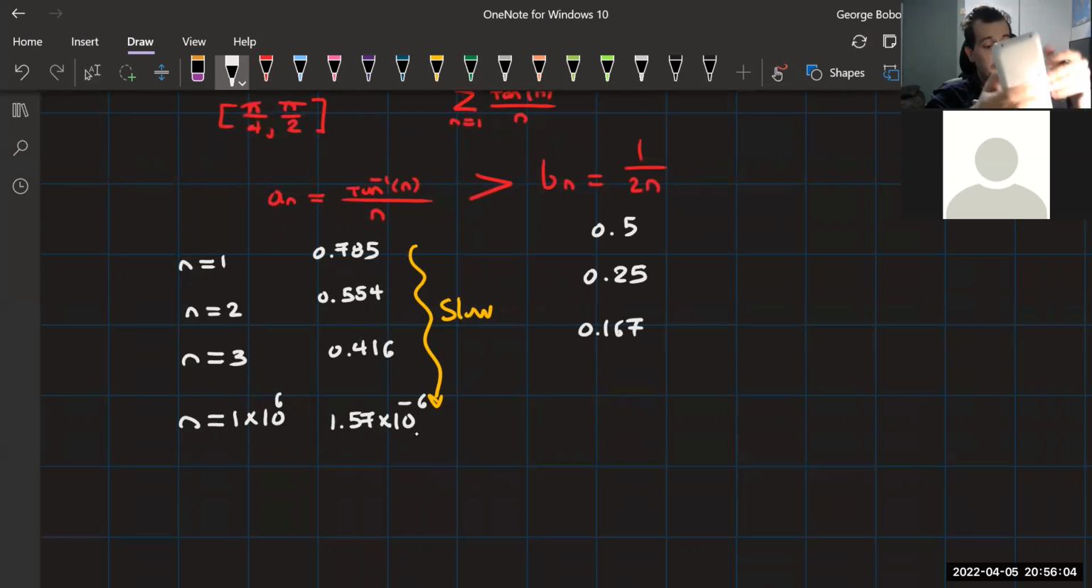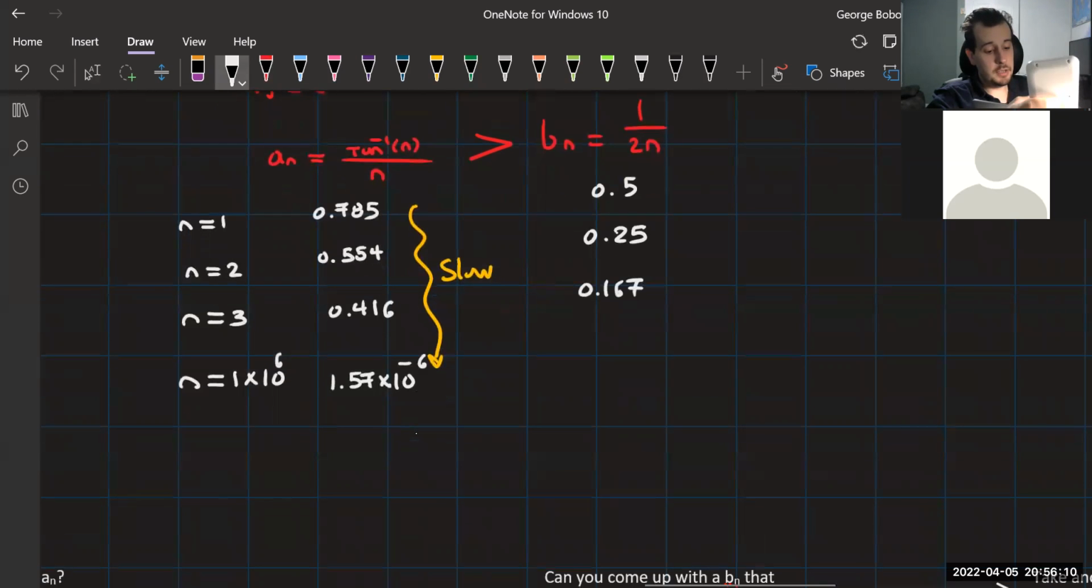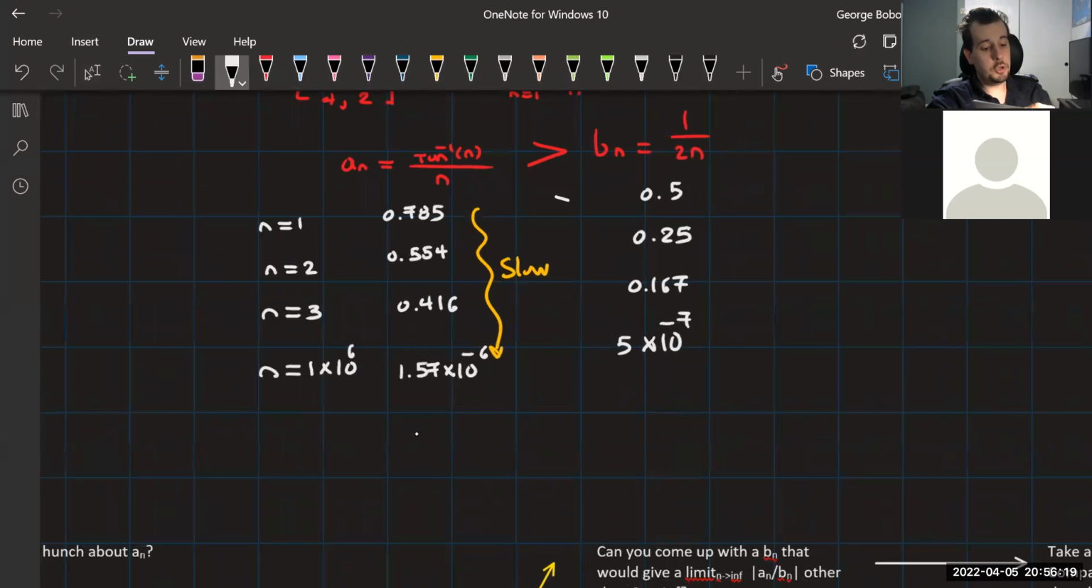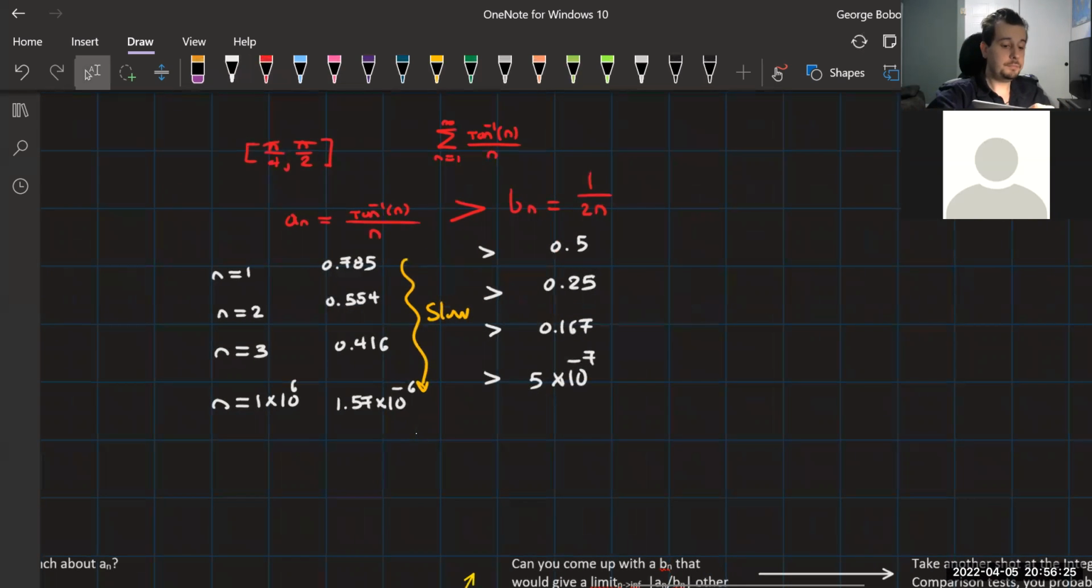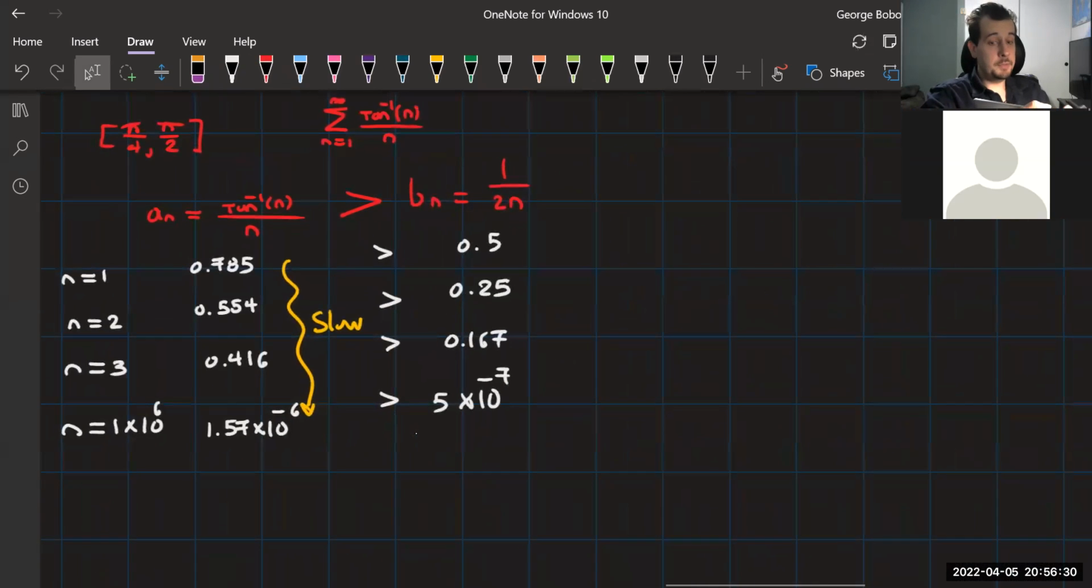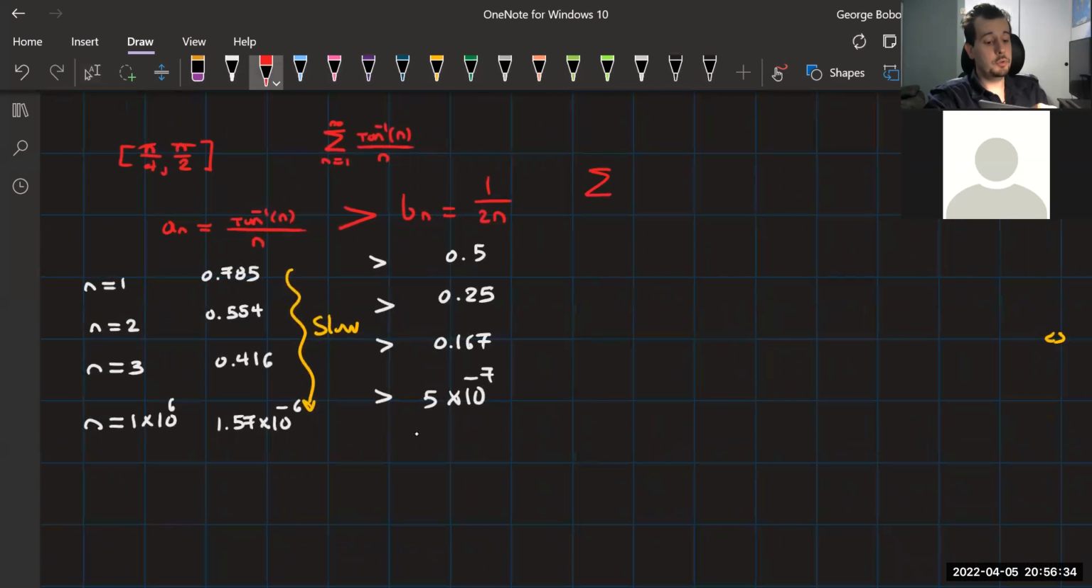0.167. If n is equal to 1 times 10 to the 6, we get 5 times 10, 1, 2, 3, 4, 5, 6, 7. Do you see what I'm talking about? Always smaller. Now you should get strong vibes here on what Bn is and what it will do.